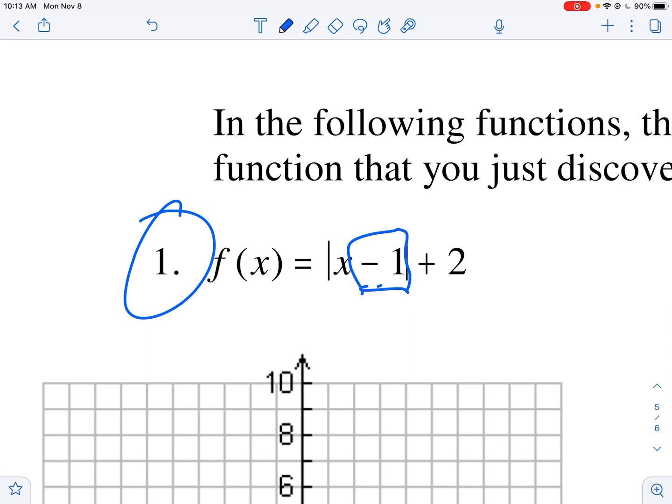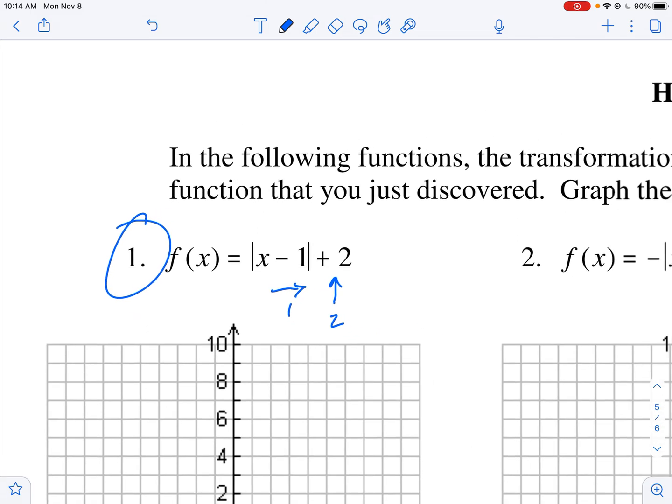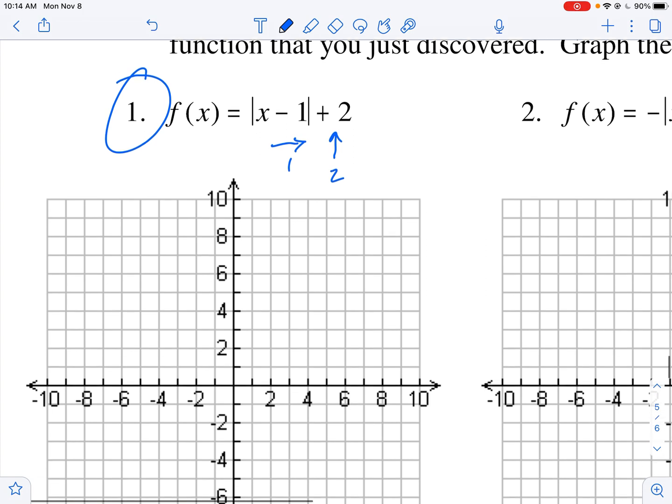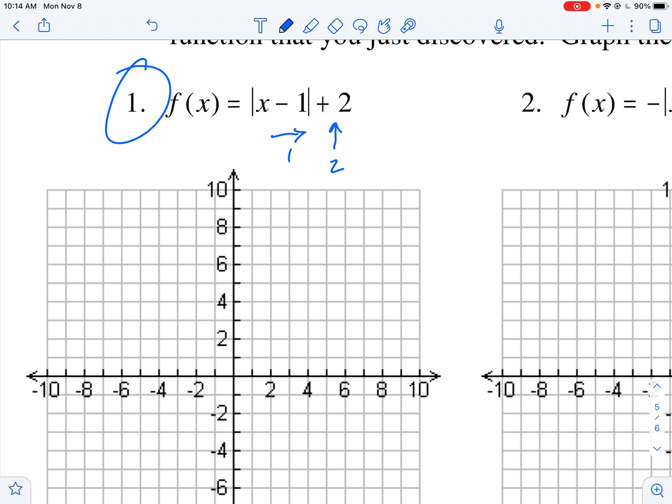This subtract 1 here is actually going to take your absolute value function and move it right 1 spot. And then this plus 2 outside the absolute value is going to take your whole graph and move it up 2. There is no number in front of our absolute value, so it's going to have the standard slopes of just going up 1, right 1, up 1, right 1, or up 1, left 1, up 1, left 1. It's just the vertex, the highest or lowest point, has moved right 1 and up 2.